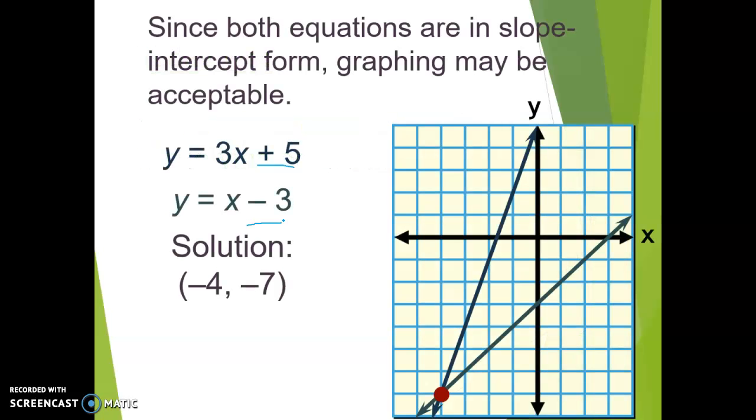Now, a caution with graphing: if you're doing graphing on notebook paper and just creating your own graph, it can be pretty imprecise if your lines aren't perfectly straight. So if you're going to use the graphing method, make sure that you do have graph paper so that you can make sure your lines are straight and your intersection is at a definite coordinate.